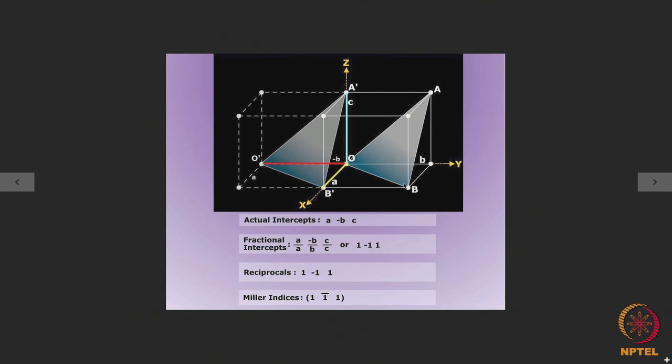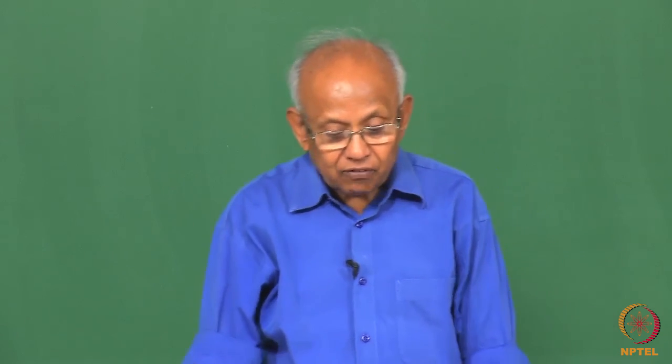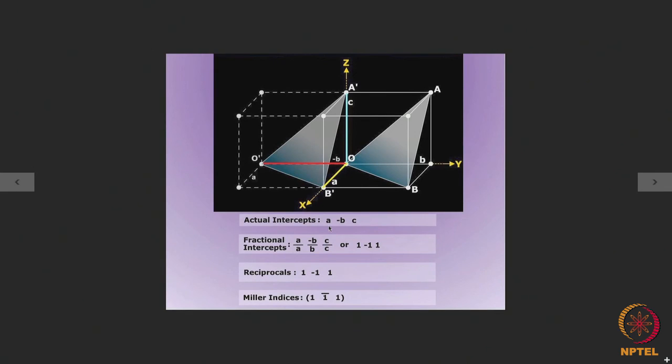Now, if we look at this plane, it intercepts the x axis at a distance a, it intercepts the y axis at a distance minus b. This is plus b, on this side it is minus b, and it intercepts the z axis at a distance of c. So, what are the actual intercepts for the plane A dash, O dash, B dash? This is a, minus b, c.